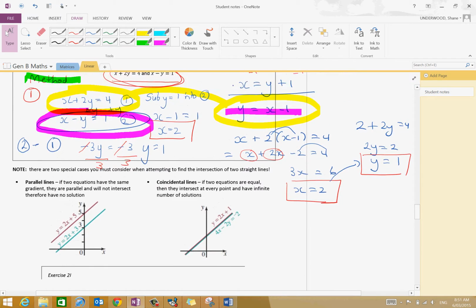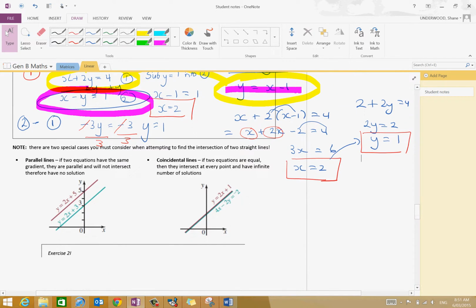Now there's one of two things. If two lines are parallel, will they ever intersect? No. Think about two tram lines. Two tram lines are never going to intersect because they're parallel. Okay? However, if they are not parallel, eventually they will meet at some point. Okay? Coincidental lines: if two lines are equal, then they intersect at every point. Now that's basically the theory behind it.